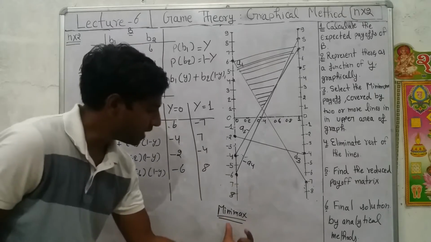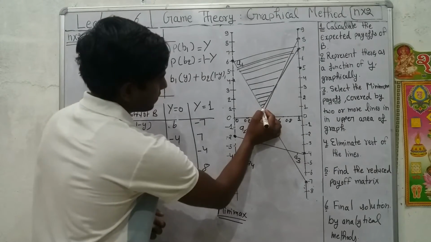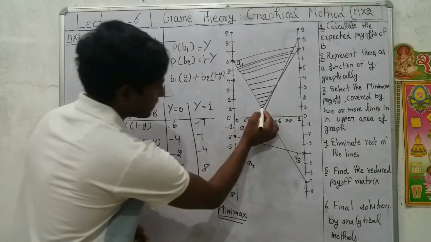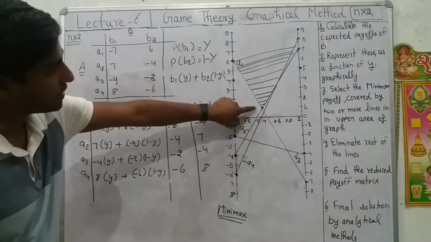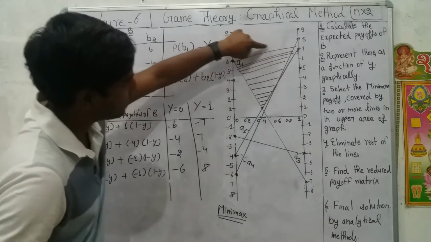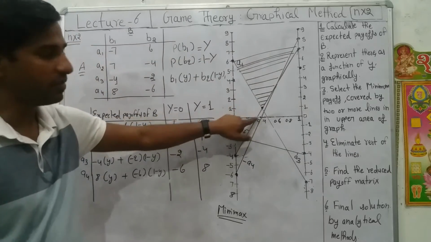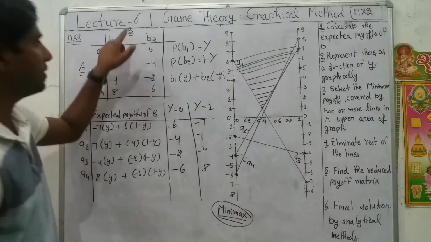And what would be the minimum value out of them? Go to the intersection of these two lines. This point represents the minimum value of this covered area. This is the minimum value. So it would represent the minimax value for company B.